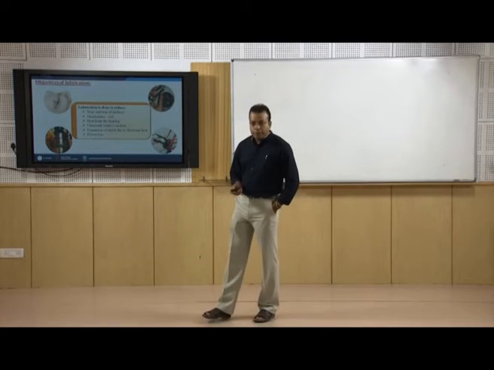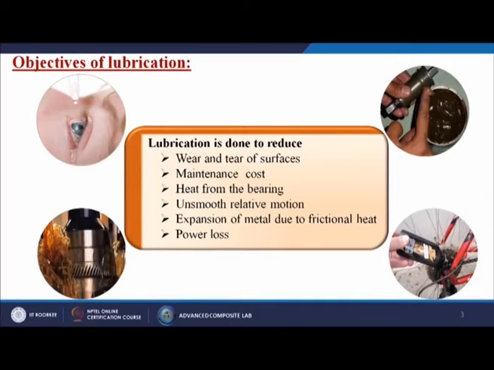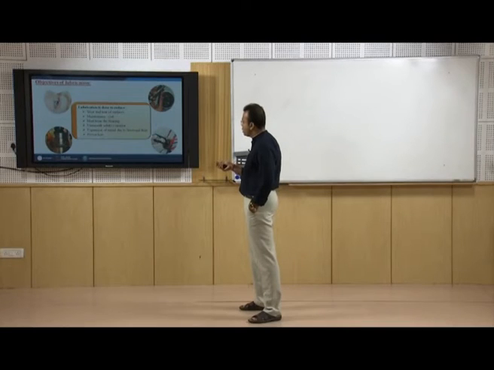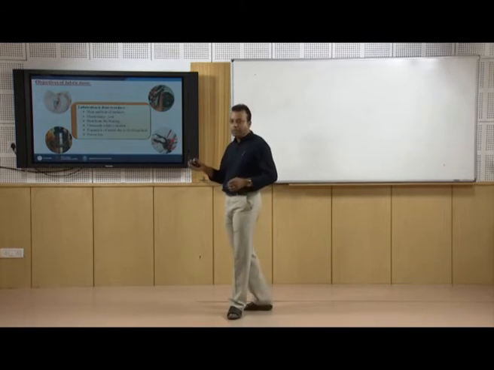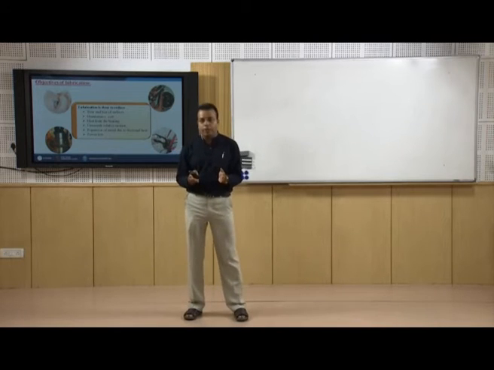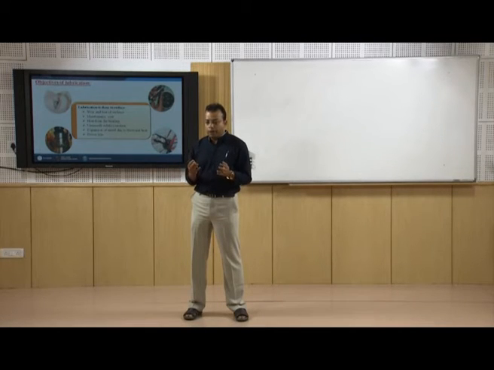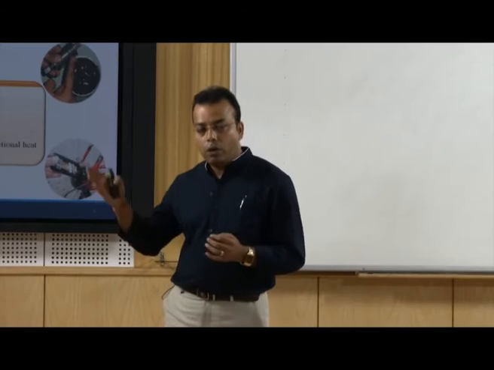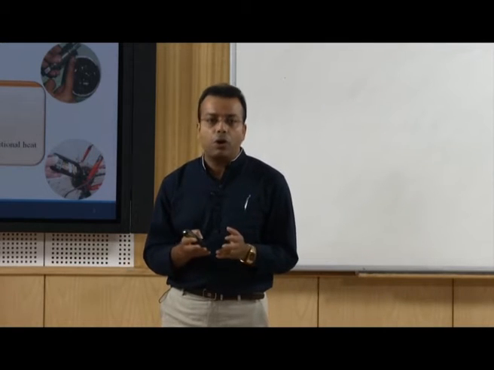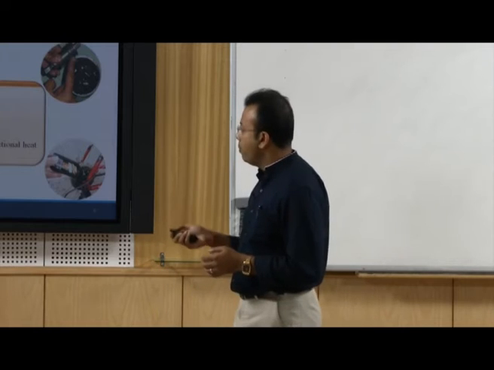So, what are the objectives of lubrication? The lubrication objectives are to reduce: wear and tear of the surfaces, maintenance cost, heat from the bearing, unsmooth relative motion, expansion of metal due to frictional heat, and power loss. That means if we do not use lubrication, we can see this type of problem, and we can't rectify all these problems inside the systems or the materials.